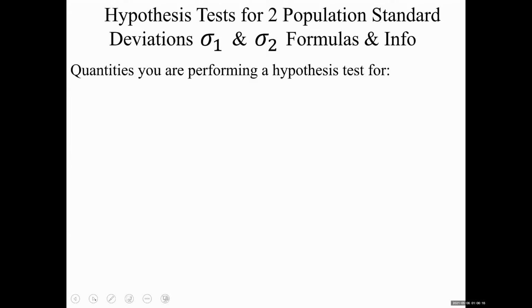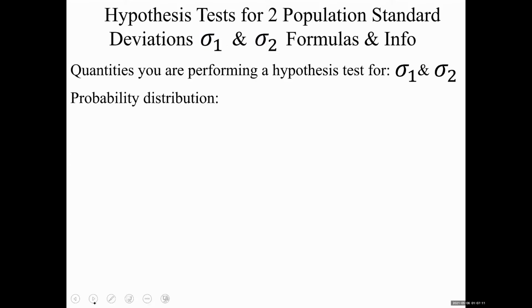All right, let's write down some letters. The quantity you're performing a hypothesis for. Tell me, what are the letters that the king and peasant are fighting over in this section? What letters? They're fighting over sigma 1 and sigma 2 today.